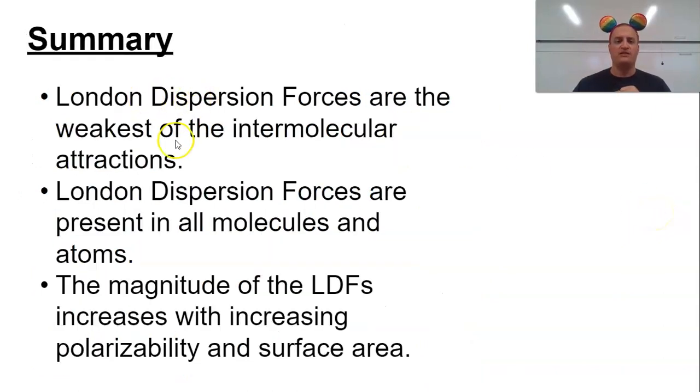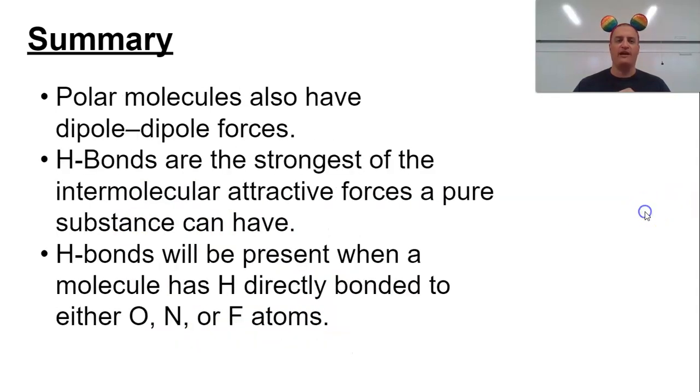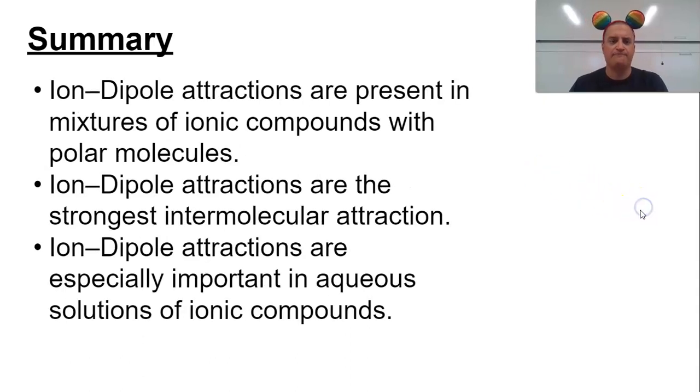So summary: London's the weakest, present in everything. The bigger the polarizability and surface area, the more LDFs you have. Polar, dipole-dipole forces. Hydrogen bonding is the highest of those intermolecular forces, but again, those are only for very particular, very small atoms. Ion dipole, present in mixtures of compounds and polar molecules. When ionic compounds dissolve in water, it's the most predominant. Ion dipole attractions, the strongest intermolecular attraction.